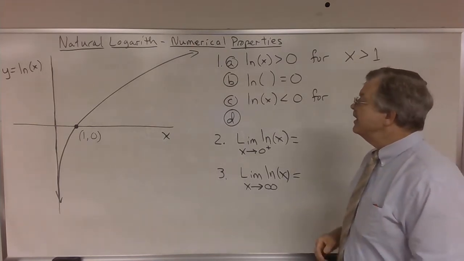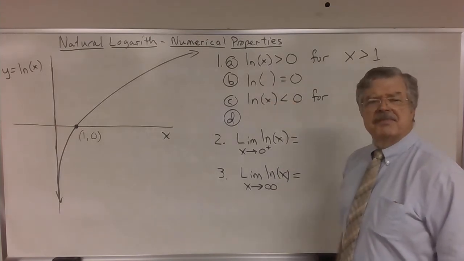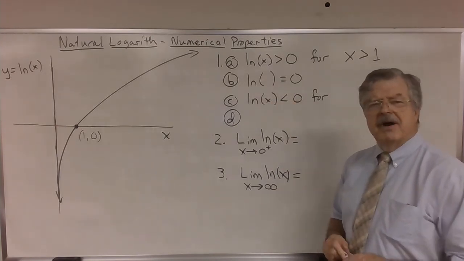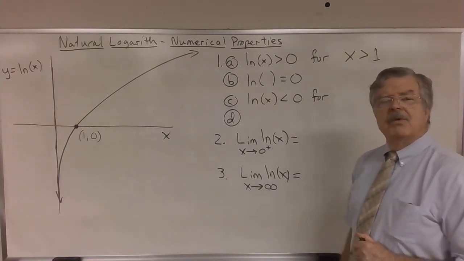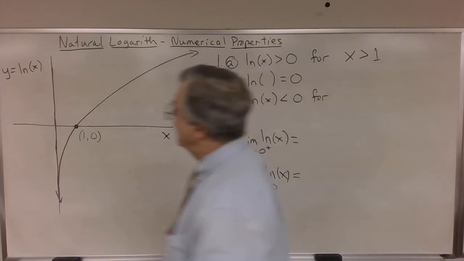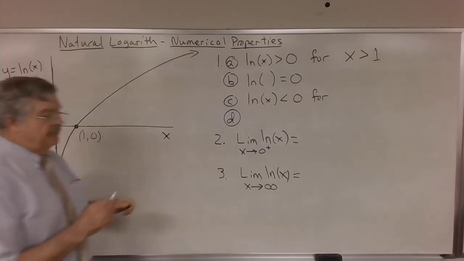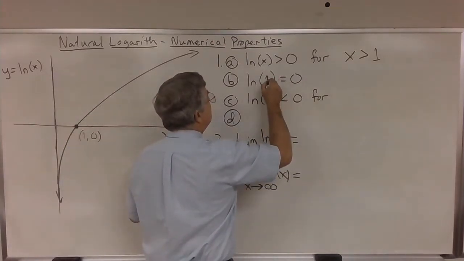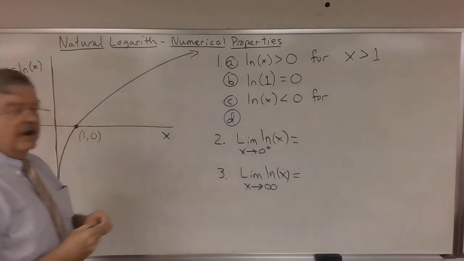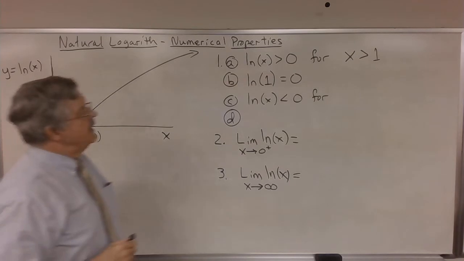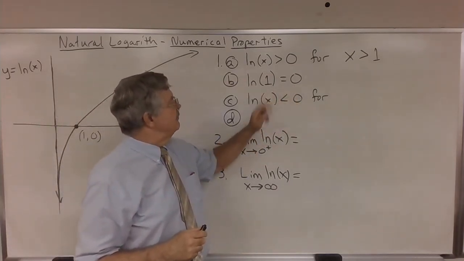Now, for what values of x is the natural logarithm function 0? Well, when the natural logarithm function is 0, that means that y is 0. So when the natural logarithm function is 0, that's where the graph crosses the x-axis. Right at this point, x equals 1, y equals 0. So when x equals 1, the natural logarithm is 0, and vice versa. If the natural logarithm is 0, that means that x equals 1.